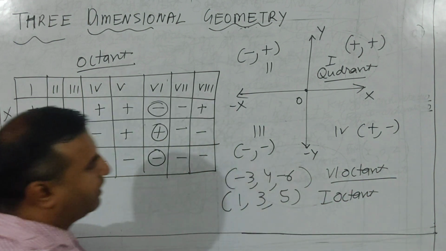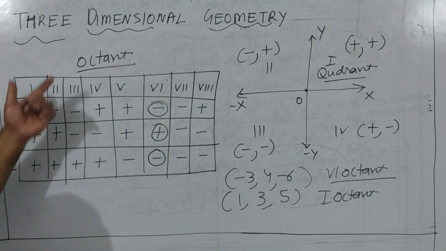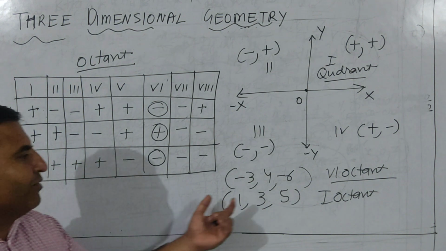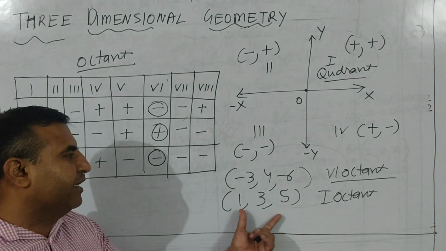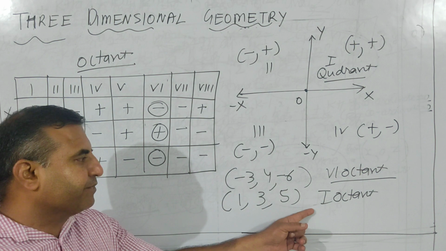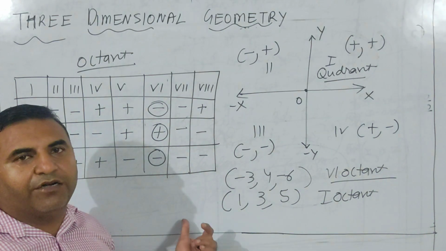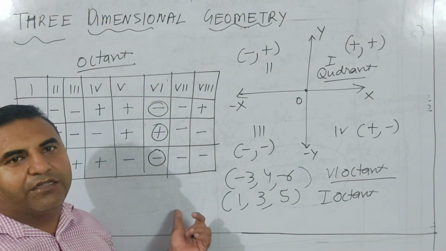So in this way we have learned the 8 octants of three-dimensional geometry, and sometimes the point's coordinates are given and we are asked in which octant it lies. I am giving some assignment related to this. Please solve it, and thank you.